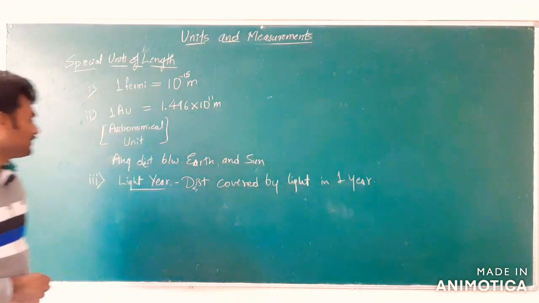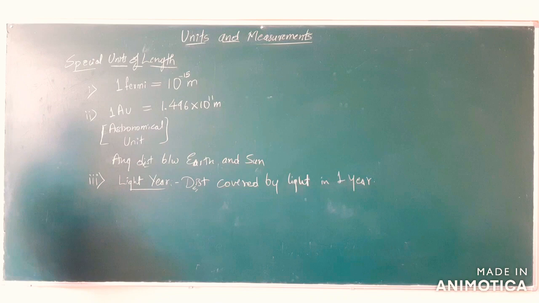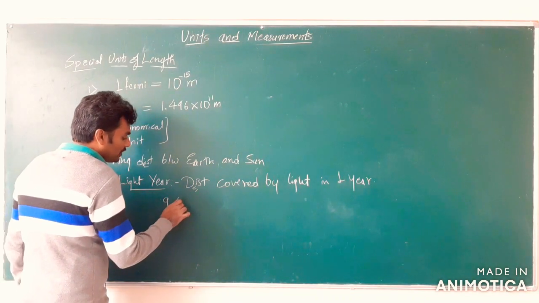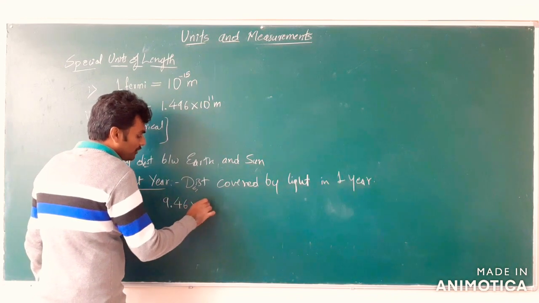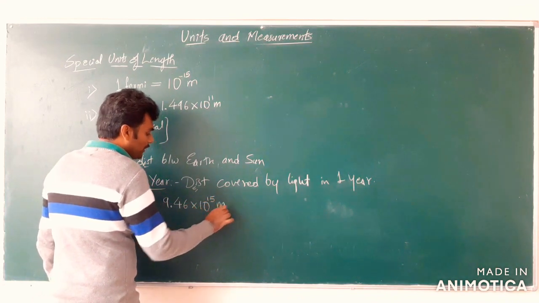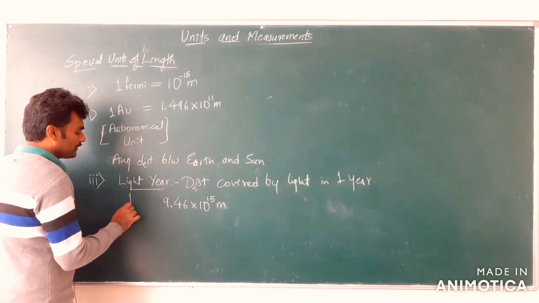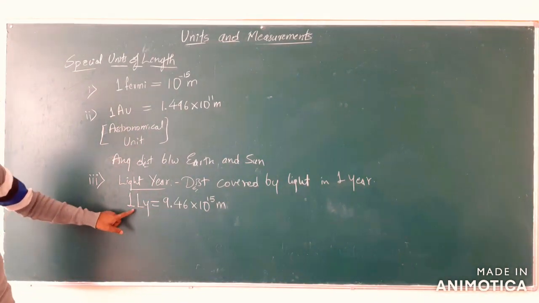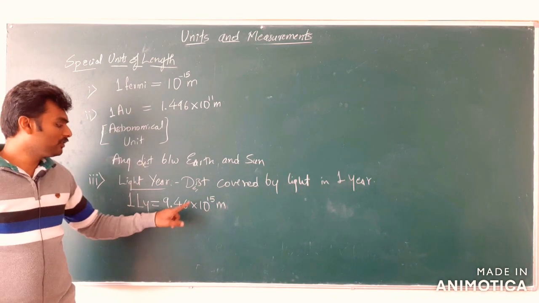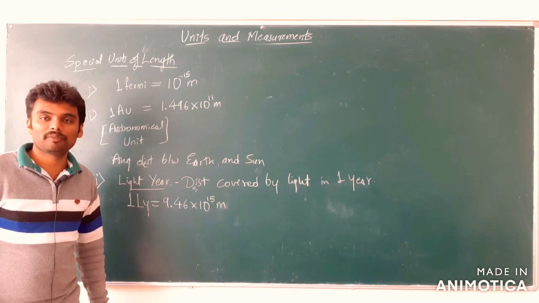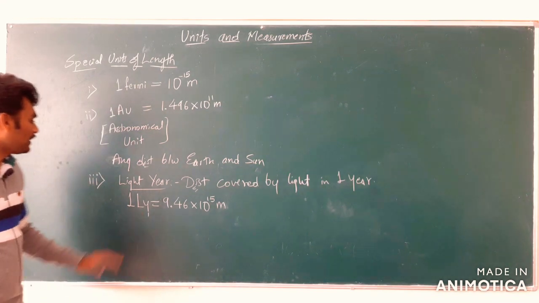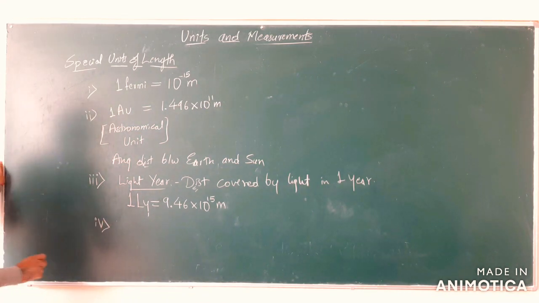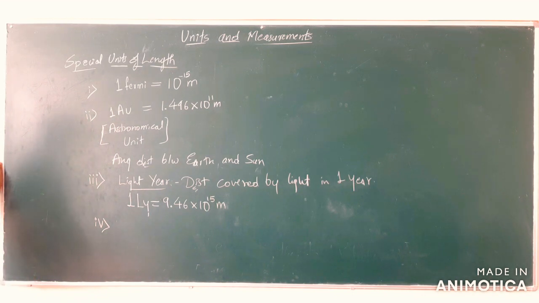How much is the distance it covers? It's going to be 9.46 into 10 to the power of 15 meter. The symbol is capital L, small y. This is how we represent it. 1 light year is equal to 9.46 into 10 to the power of 15 meter. So this is the other special unit, and one more special unit is called parsec.